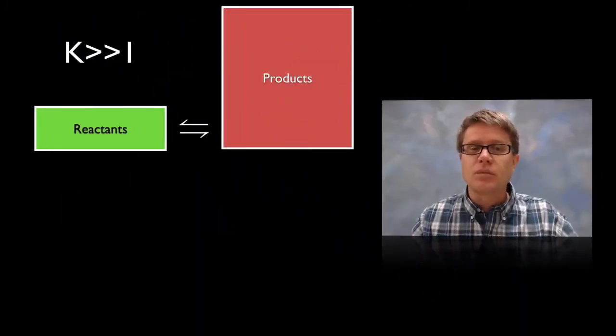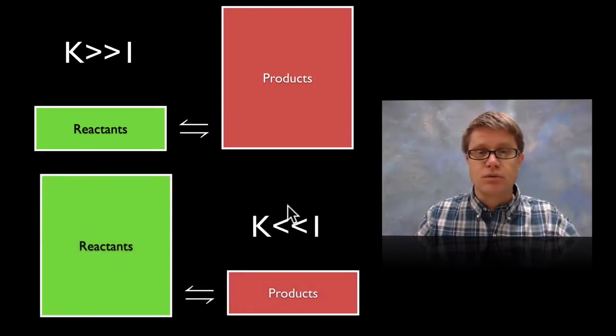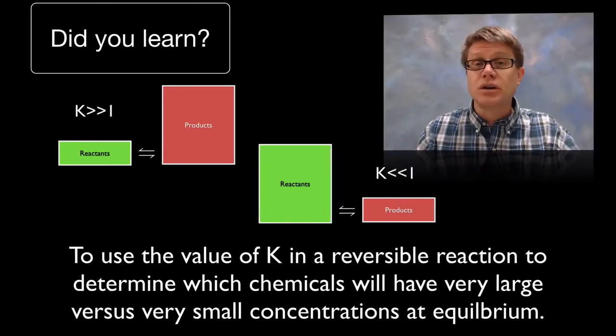And so again, in summary, if our K value is ever greater than 1, that equation is going to move from the reactants to the product side. We're going to have way more products than we do reactants. If it's ever less than 1, then the reverse is true. We're going to have way more reactants than we do products. And so did you learn to use the values of K to predict which chemicals we're going to have when it reaches equilibrium? I hope so, and I hope that was helpful.